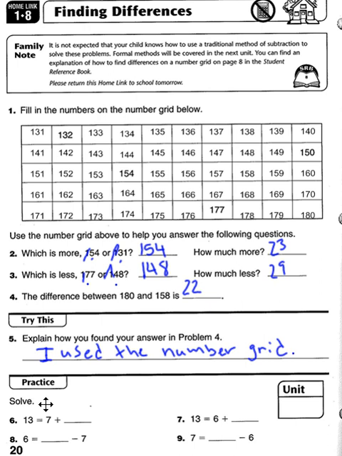In the practice portion, you are to solve 13 equals 7 plus the missing number. I tell the kids that they can take 7 and then count up much like they would on the number grid. So 8, 9, 10, 11, 12, 13. You counted 6 numbers from 7, so 7 plus 6 is 13.